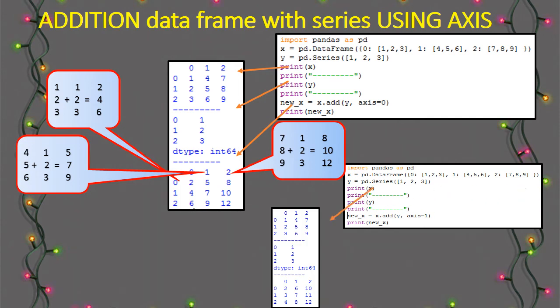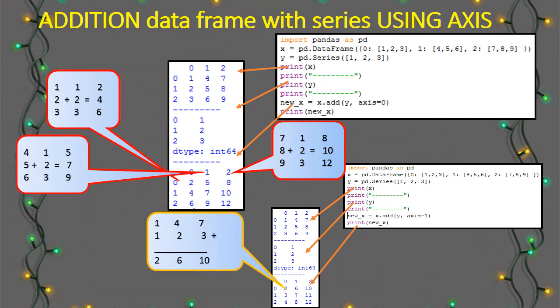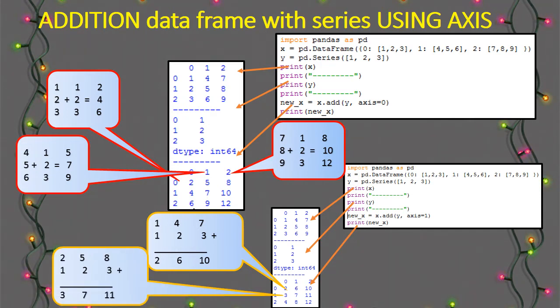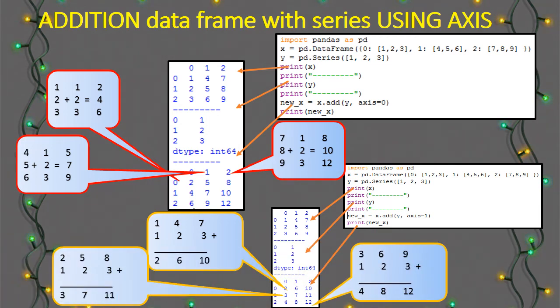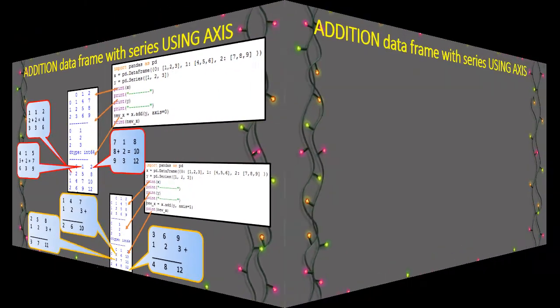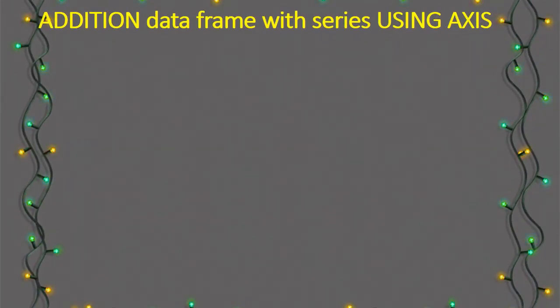And see here, axis equal to 1 is given. Axis 1 means row-wise addition will be performed. So how is it performed? The 0th row 1 4 7 will be added with the series values 1 2 3. Likewise 2 5 8 is added with the series values horizontally, and the 3 6 9 third row will be added with the series values 1 2 3 and we get the result. They are added row-wise.